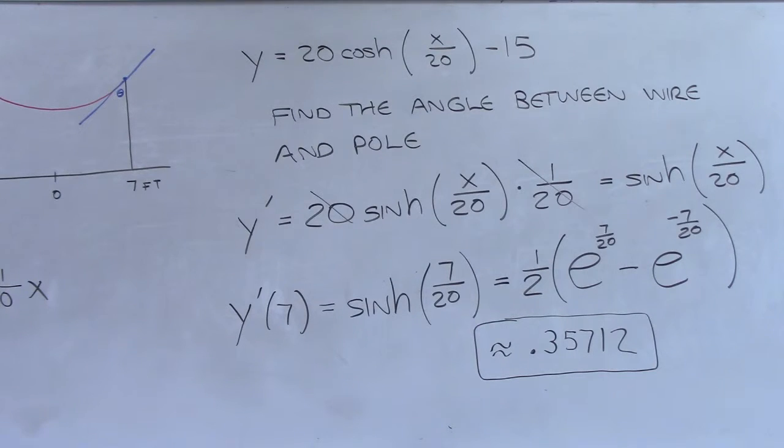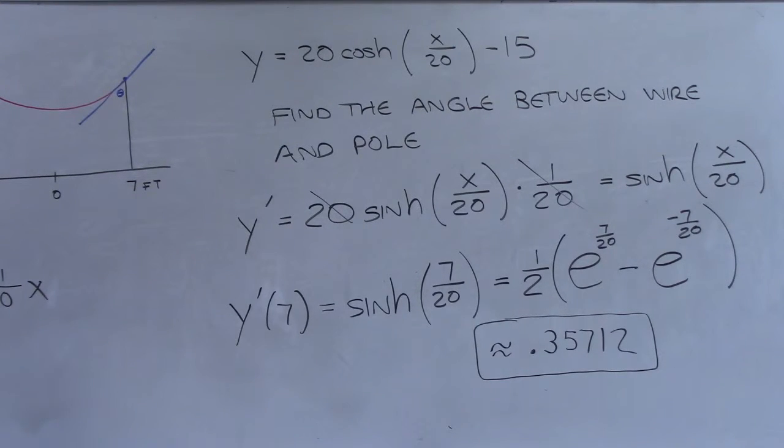Now, am I done? What does this quantity represent? The slope of that tangent line. What is the question asking? The angle between the wire and the pole. Is that slope the angle? No, the slope's not the angle. How are you going to get that to an angle? Yes? When you extend the line of the slope, is it going to meet at the 0? Nope, doesn't have to.